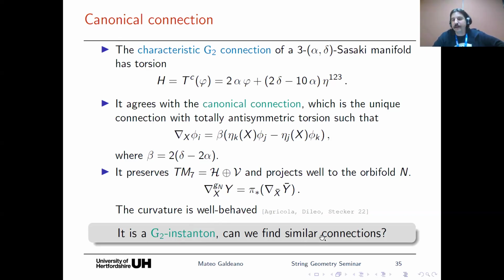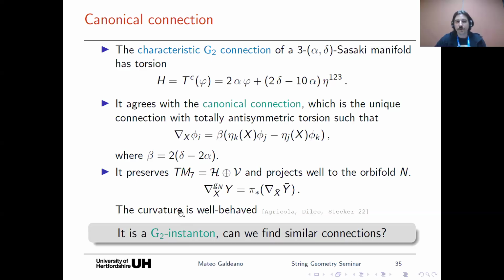And you can wonder if we can find similar connections. Maybe I should say that secretly, the reason why this is a G2 instanton is because this torsion is parallel with respect to the connection with torsion. So it's a connection with skew torsion that is parallel. And then this means that you have some symmetry in your indices that helps you realize that this is a G2 instanton. So I guess this is just to say that this connection in these spaces is very nicely behaved. And this encouraged us to try to find similar connections in here.